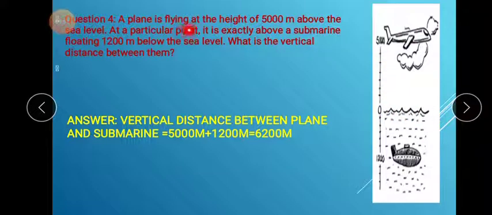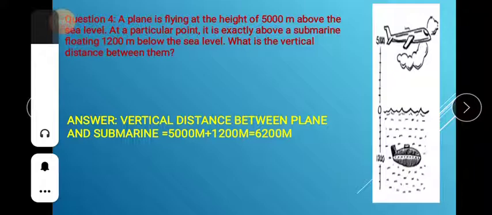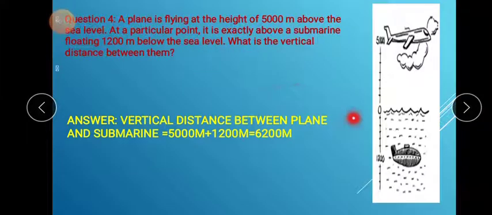So a plane is flying at a height of 5,000 meter above the sea level. At a particular point, it is exactly above a submarine floating 1200 meter below the sea level. So exactly in that sea level there is a submarine which is 1200 below the sea level. So question is, what is the vertical distance between them? The question is asked, what is the distance between the plane and the submarine?